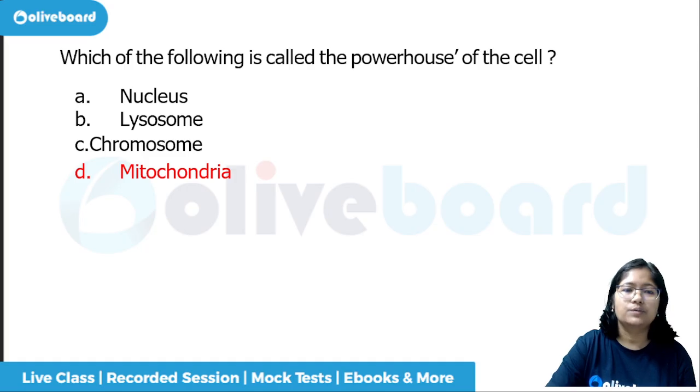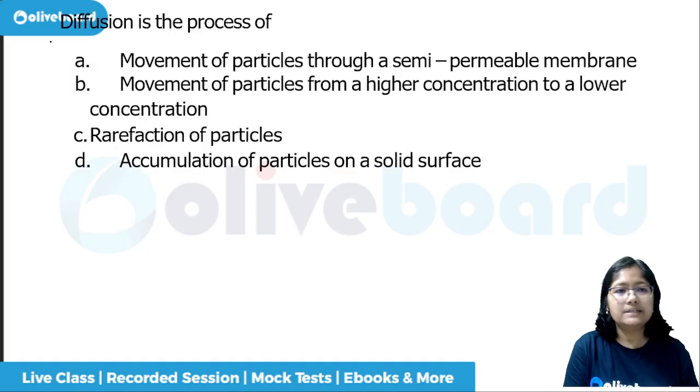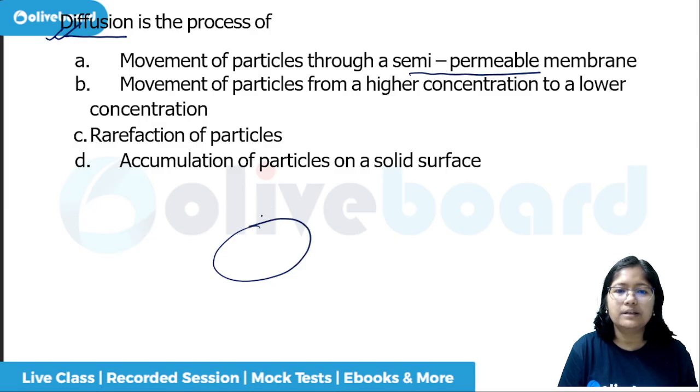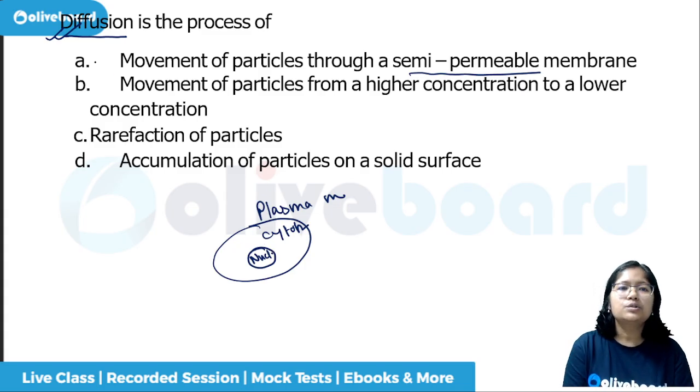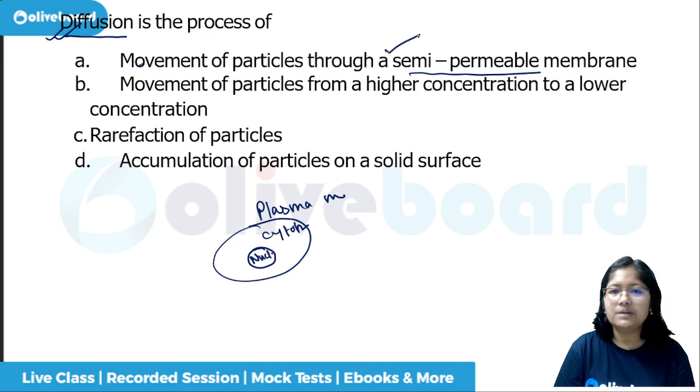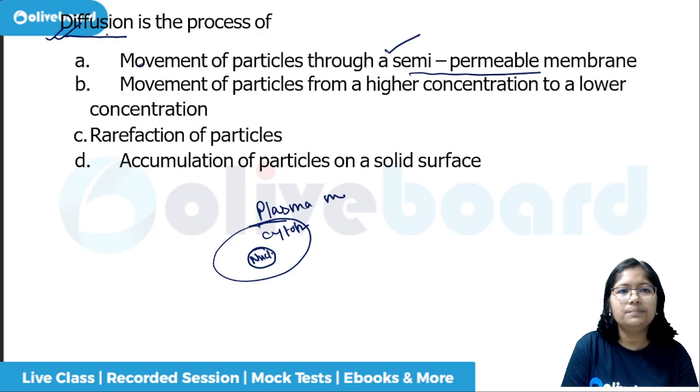Coming to the next question. Diffusion is the process of. So what do we mean by simple diffusion? Movement of particles through a semi-permeable membrane. Again, in terms of cell, we study that there is the plasma membrane, then you have the cytoplasm, and then you have the nucleus, and the nucleus is covered by the nuclear membrane. This is what we study, right? So when the movement is through the semi-permeable or selectively permeable membrane, the plasma membrane, that is already selectively permeable. That is not a plain diffusion.